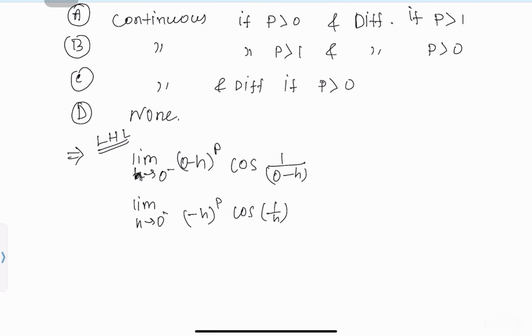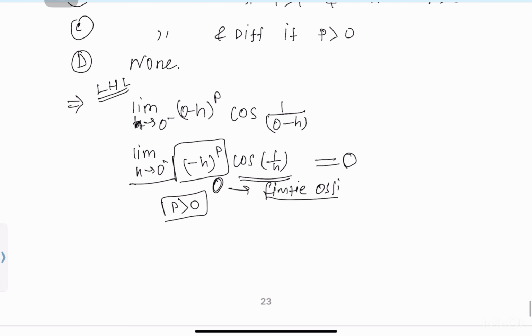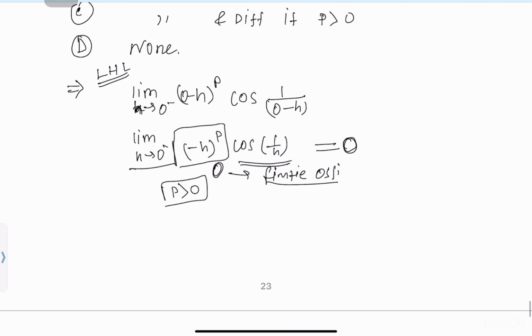Whenever you look here, if p greater than 0, this term goes to 0 as h tends to 0, and this term oscillates between minus 1 and 1. So something is going to 0, and this is a finite oscillation. That means the multiplication of these two things becomes 0 only. I already solved this type of problem in a previous video, so I think it is clear.